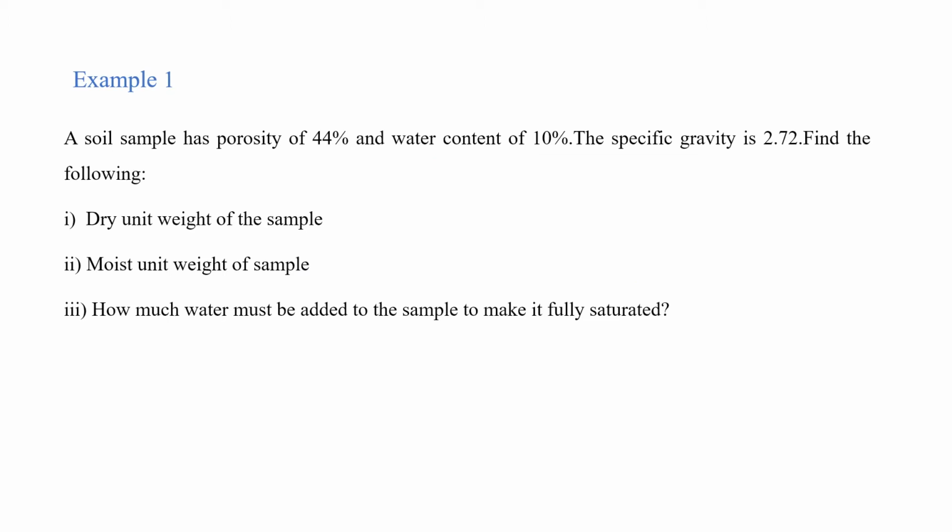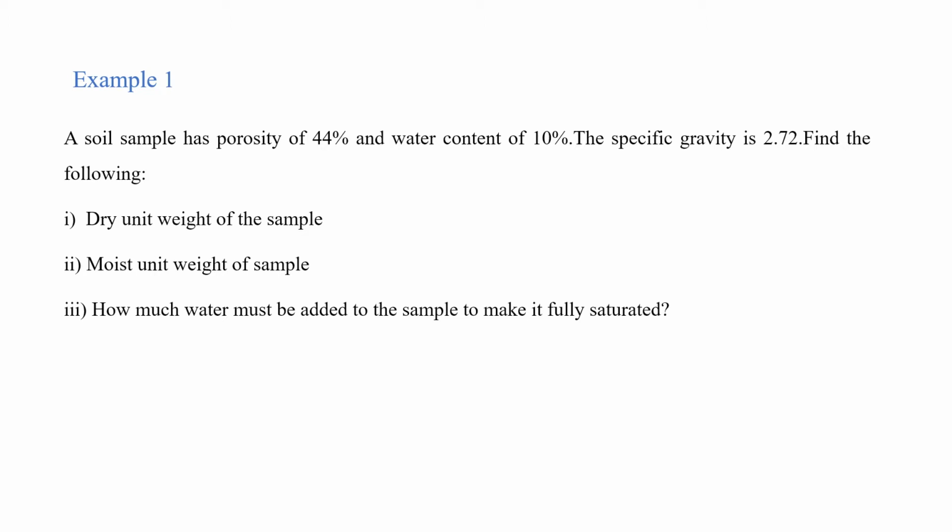So this is our first example problem. As we can see on the screen, let me read it out for the viewers. A soil sample has a porosity of 44% and a moisture content of 10%. The specific gravity is 2.72. So we have to find out the dry unit weight of the sample, the moist unit weight of the sample, and how much water we have to add to the sample to make it fully saturated, right?